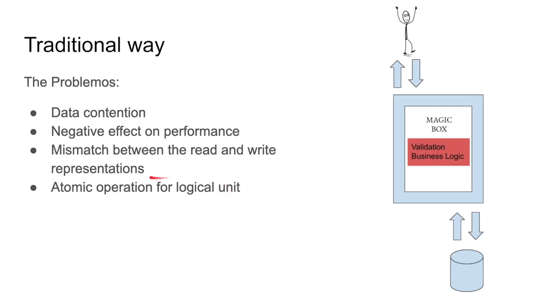And another problem we have is a mismatch between the read and write representation. When you are using the same model, you end up having the same data schema. And the thing is, your application may be used by different clients, maybe a customer, maybe a salesperson, and they need different types of data. So the client has to conform to the data. And there is also the atomic operation for a logical unit. Since you are doing everything in one model, when making an atomic operation, you may have to block other processes.